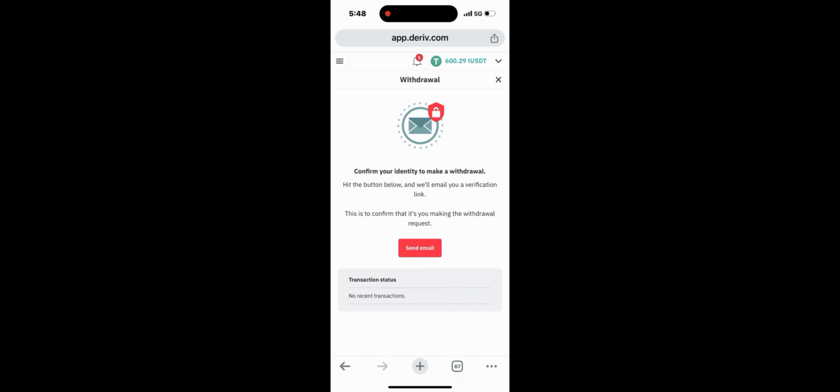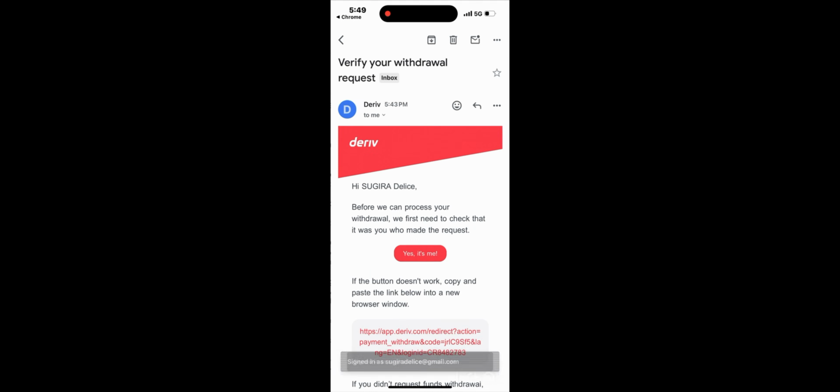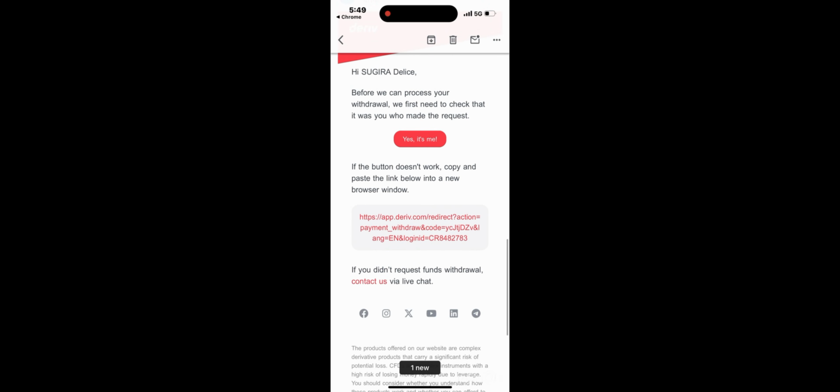That's my account balance, and this is $600 already on my account. This is the website where I can withdraw. I'm waiting for my email. You need to request the email, and then you wait for them to send you the verification email. So this is my verification withdrawal email sent by Deriv. This is my email, then I have to confirm it.